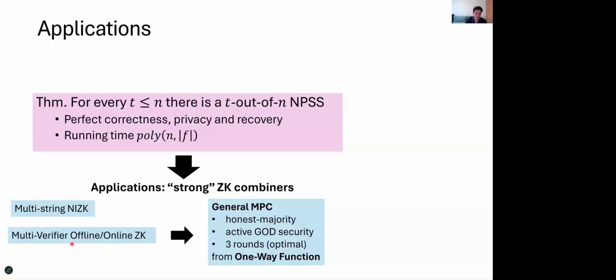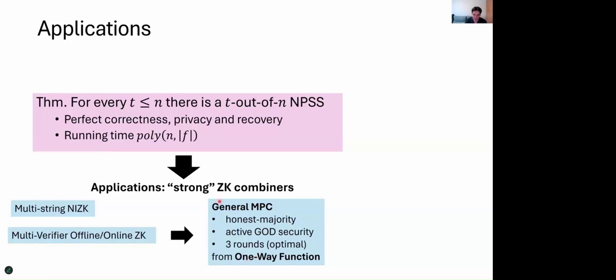This is something that was recently studied in several papers, this notion, and this is, in a sense, the best achievable construction that you can have. And finally, by using this tool, we can get a general MPC in the honest majority setting that is secure against the active adversary with guaranteed output delivery in an optimal number of rounds. This is 3 rounds. And we can get it based on the minimal assumption, the existence of one-way functions.